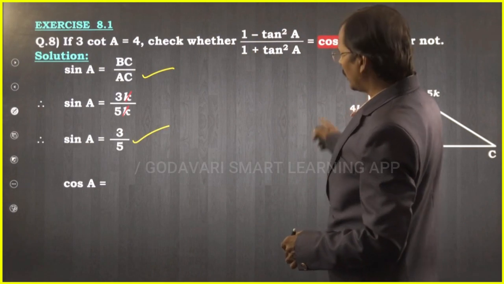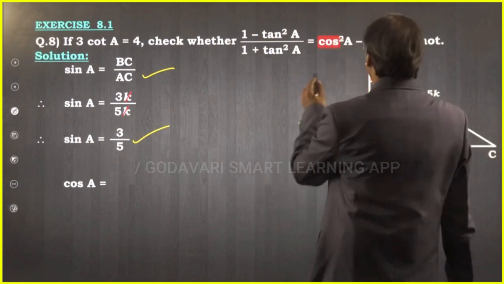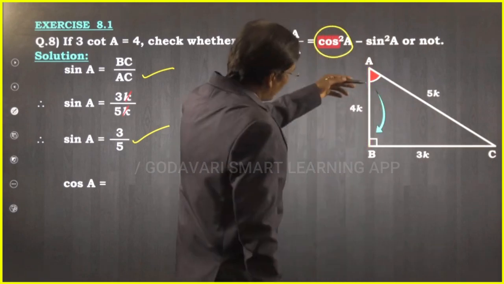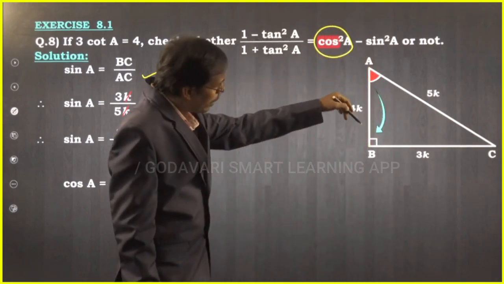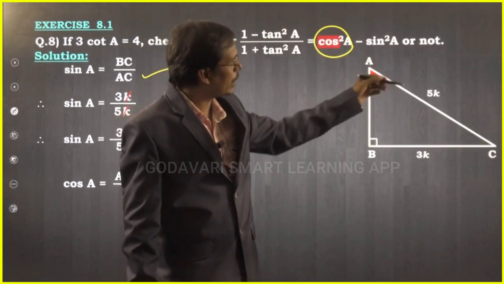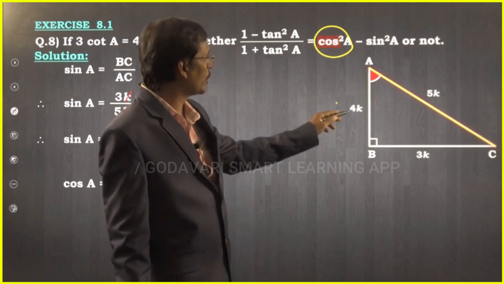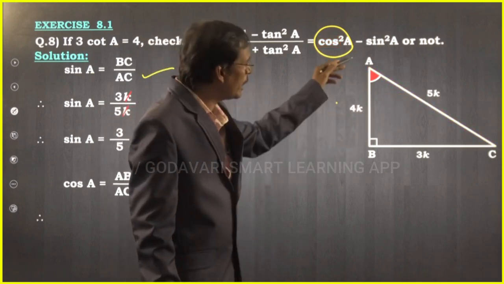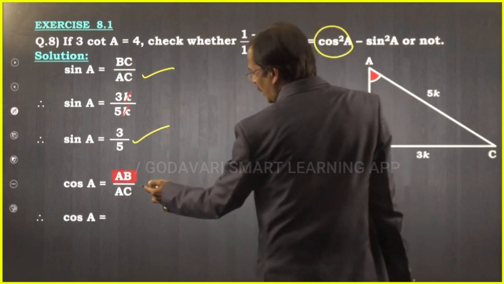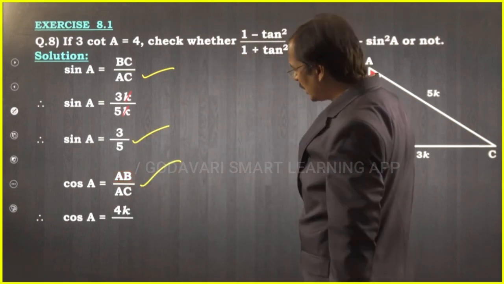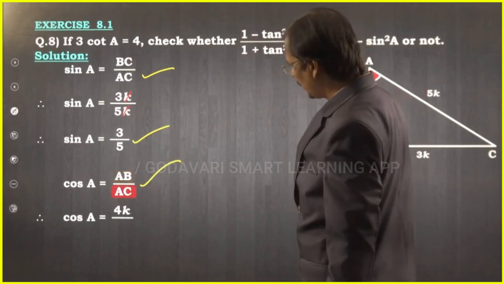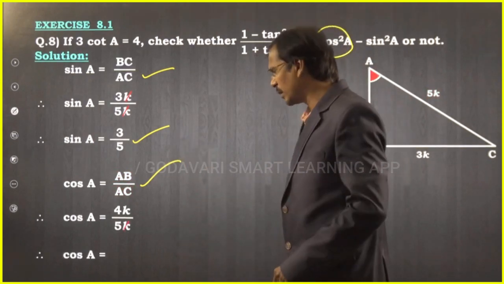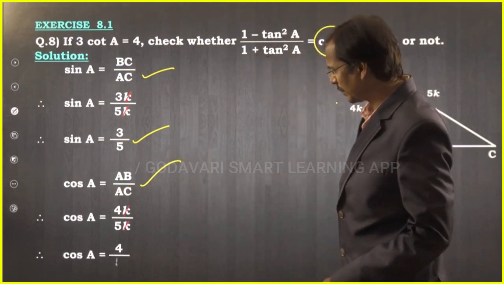And we have to find cos A. Cos A is equal to adjacent side by hypotenuse. Adjacent side is 4k by 5k, that is AB by AC. Cos A is equal to 4k by 5k. Therefore k cancels. Cos A is equal to 4 by 5.